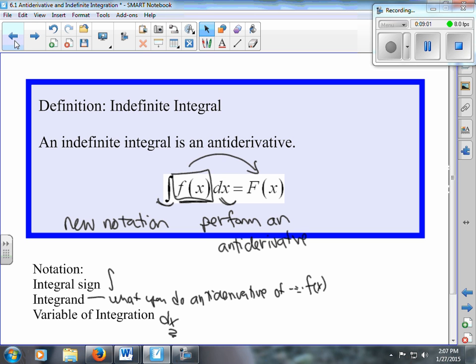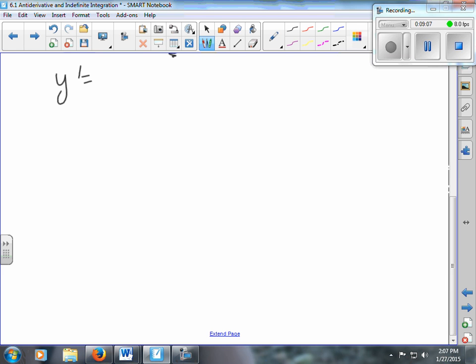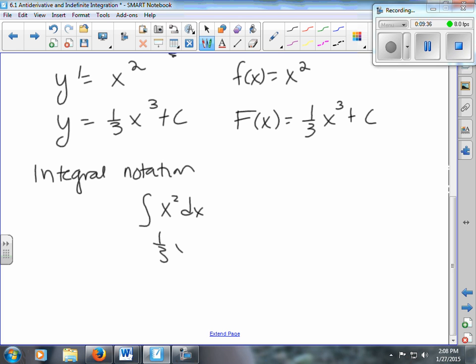So let me get back here for just 1 second. In our new notation, if I tell you that y prime equals x squared, you will tell me that y is 1/3 x cubed plus b. Also, if f of x is x squared, then you will tell me capital F of x, which represents the antiderivative, is 1/3 x cubed plus b. And now with this integral notation, which is the one we really are going to use a lot, you're going to tell me that the integral of x squared is 1/3 x cubed plus c. And so here you can see I'm kind of working down a line down the page.